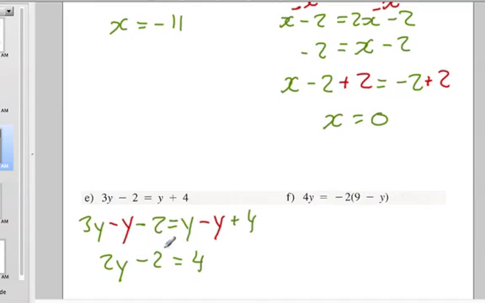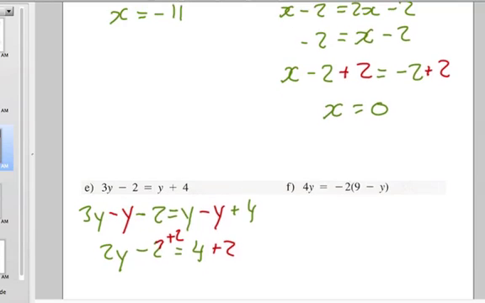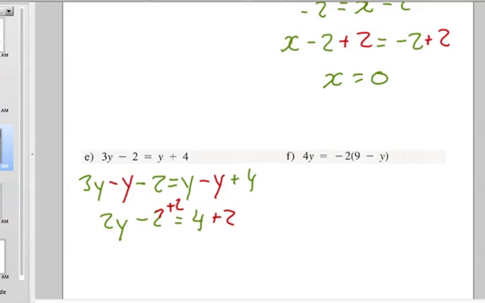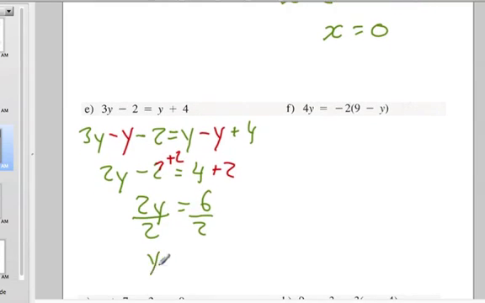We're going to add 4 to both sides of the equation. Oh, sorry, add 2 to both sides of the equation. So add 2 to the left side and the right side, and that will isolate the 2y. So this is 2y, subtract 2 plus 2 is 0, so it just ends up being 2y is equal to 6. Divide both sides by 2, and we get y equals 3.